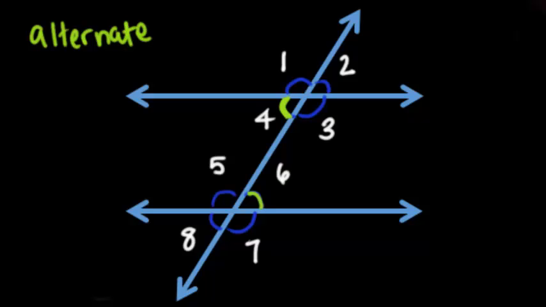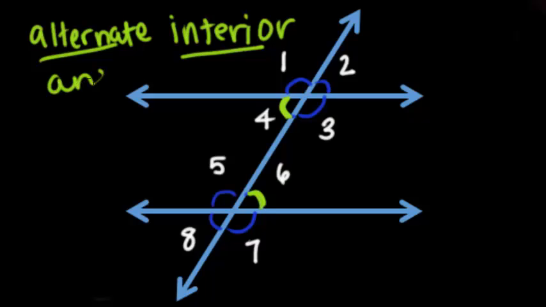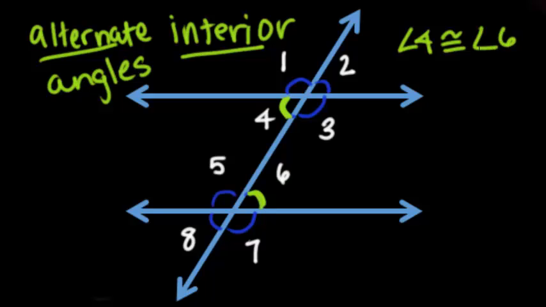And likewise, both of them are on the inside of the two parallel lines rather than the outside. So we can also say that these two angles are interior to the parallel lines. And thus the name for these two angles is alternate interior angles. And they are congruent to each other. In other words, angle 4 is congruent to angle 6.